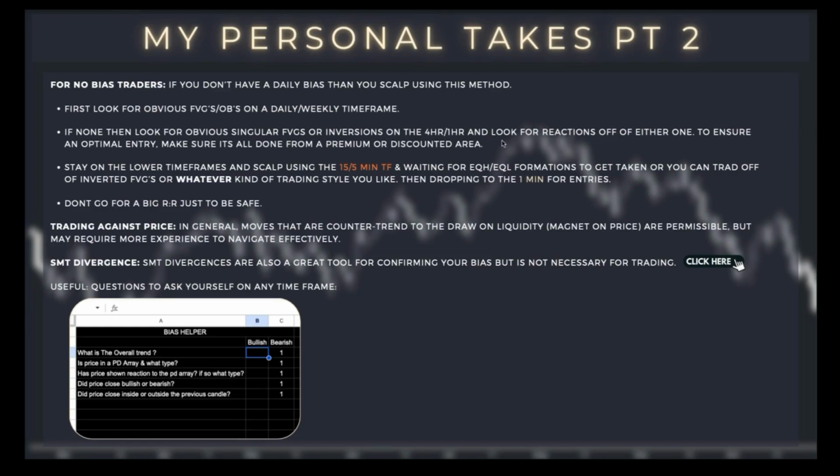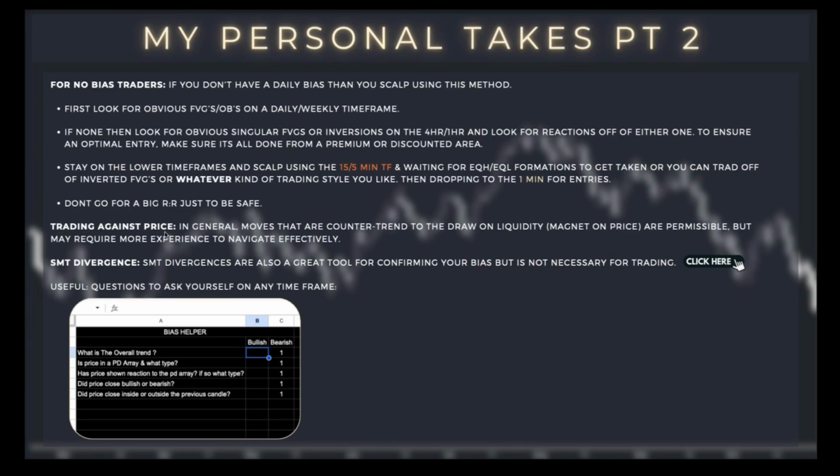If it's above the 50%, you short. If it's below, you buy. Simple. Stay on the lower time frames and scalp using the 15-minute or 5-minute. I personally love the 15-minute time frame, and wait for equal highs/equal low formations. And this all depends on the trend that you're in, if you're bullish or bearish. Or you can trade off of inverted fair value gaps or whatever kind of trading style you like, then dropping to the 1 minute for entries. Lastly, don't go for a big risk to reward or RR just to be safe.